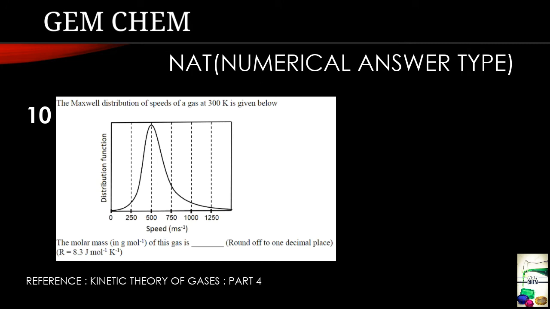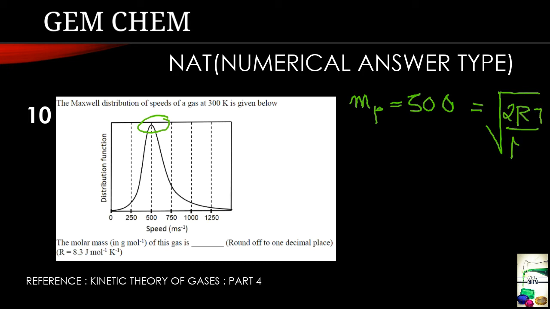First of all, from the diagram only we can find the most probable velocity. We had dealt with a graph where the highest peak is considered as the most probable velocity, and here the peak is at 500. The formula for the most probable velocity is root 2RT by M. If we carefully look at this, the R value is given, the temperature is also given, we need the mass, and 500 is our speed, that is the most probable velocity.